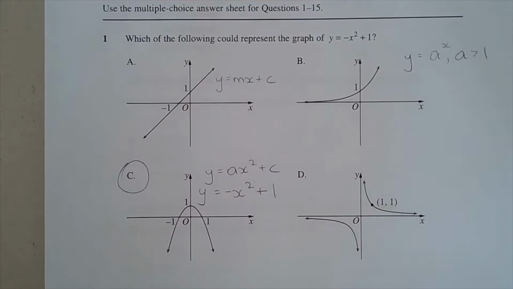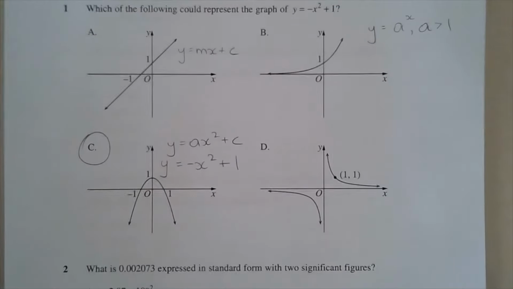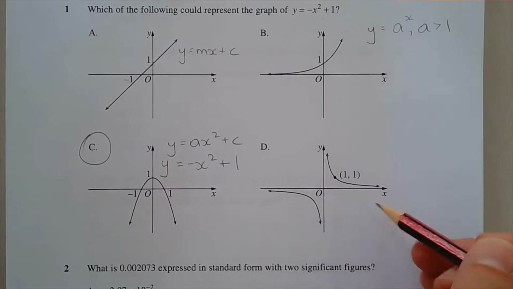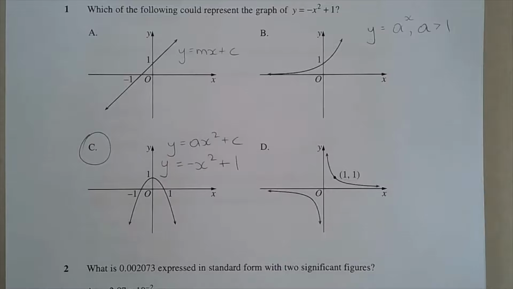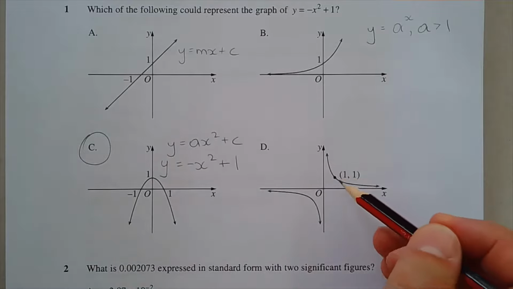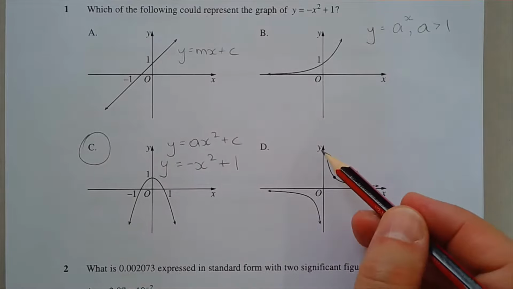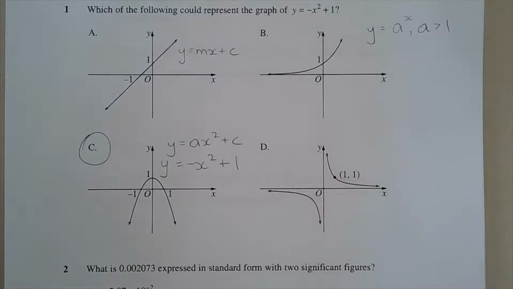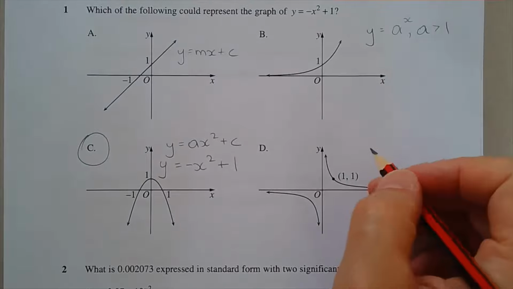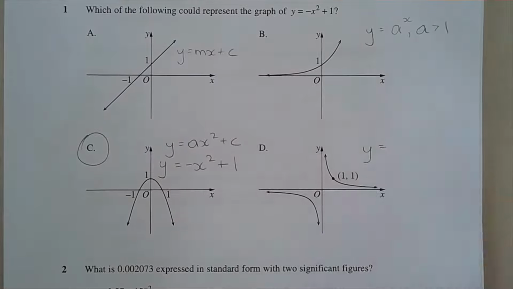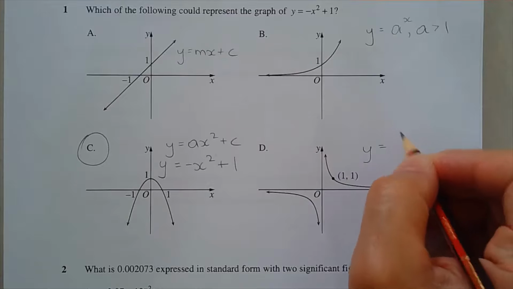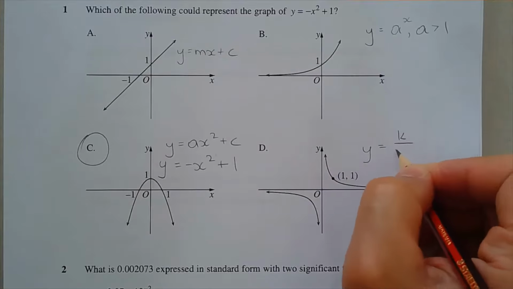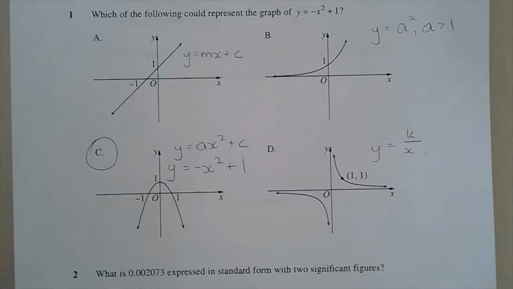So it's option C. But let's have a look at option D, just for completeness. This one is a graph that has 2 branches, that gets close to the y-axis but doesn't quite touch it, or gets close to the x-axis but doesn't quite touch it. We call that asymptotic, or approaching an asymptote. This one is a hyperbola, and it's of the form y equals k on x. You might recall having seen these. So it's option C.